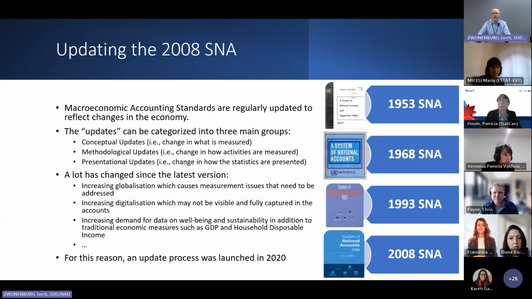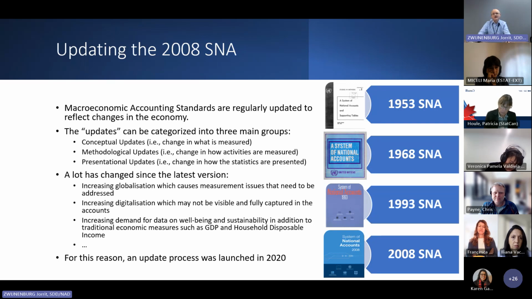So just as a more generic background, you may be familiar indeed with the system of national accounts. Countries around the world use this guidance, the system of national accounts, to compile their macroeconomic statistics. And the manual itself is regularly updated to reflect any changes in the economy. On the right-hand side, you see the 53 SNA and then the 68, 93, and the 2008.